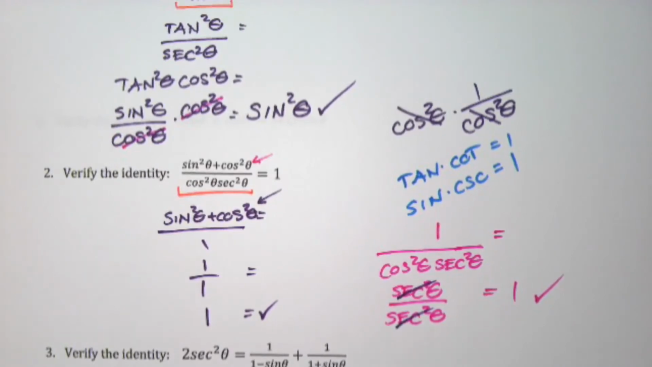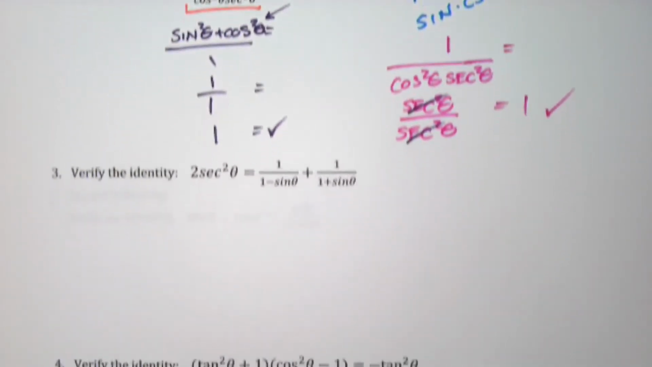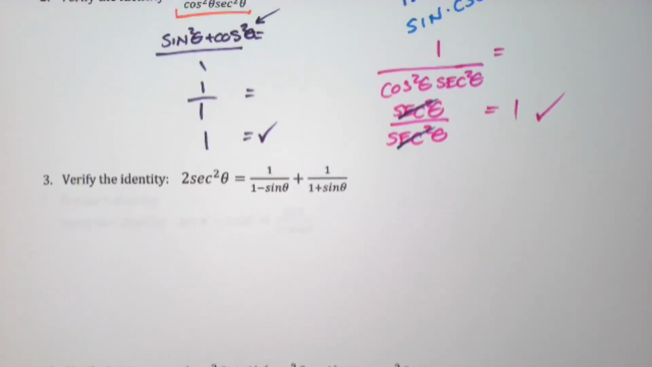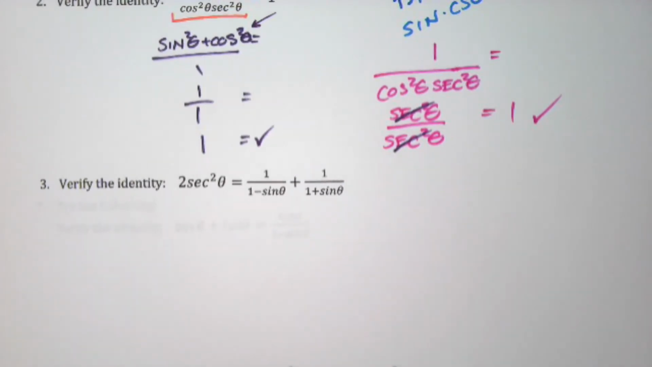All right, let's move on down to number 3. And again, when we're verifying these, we're not having to introduce new skills. We're using everything from 5.1 and chapter 4. And now instead of guessing what we simplify it to, we're more or less being told what to simplify it to.